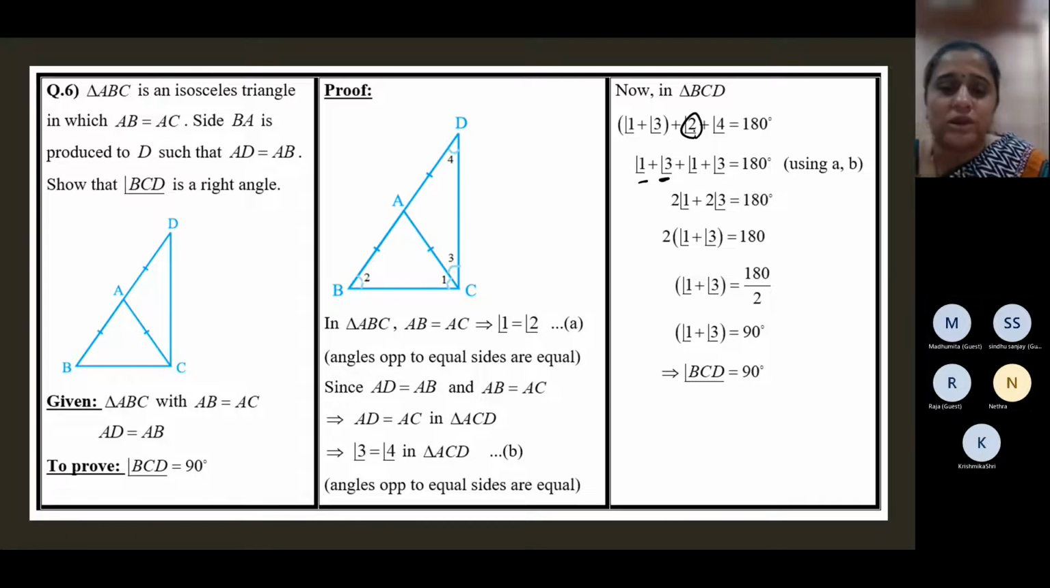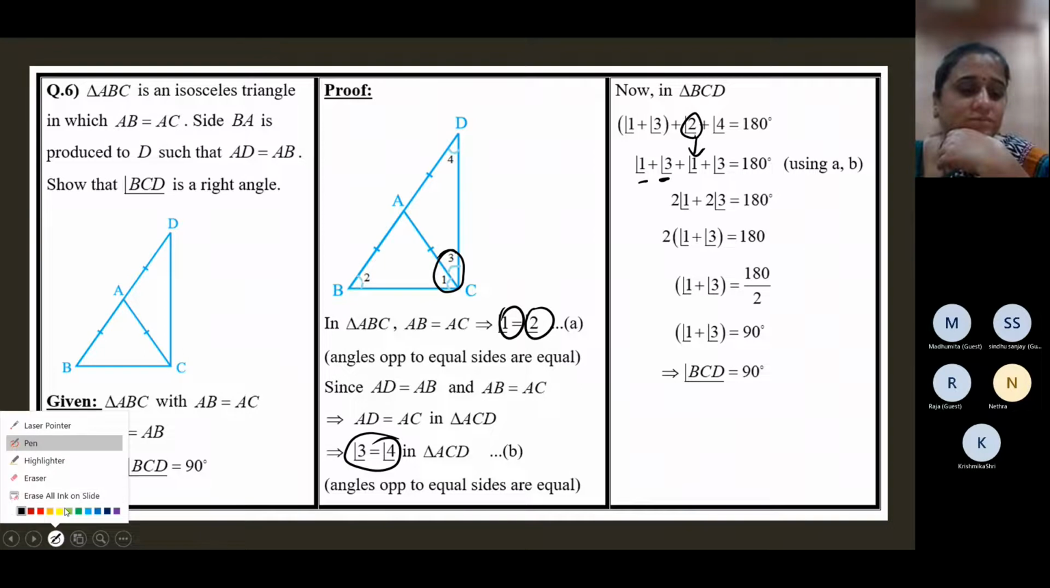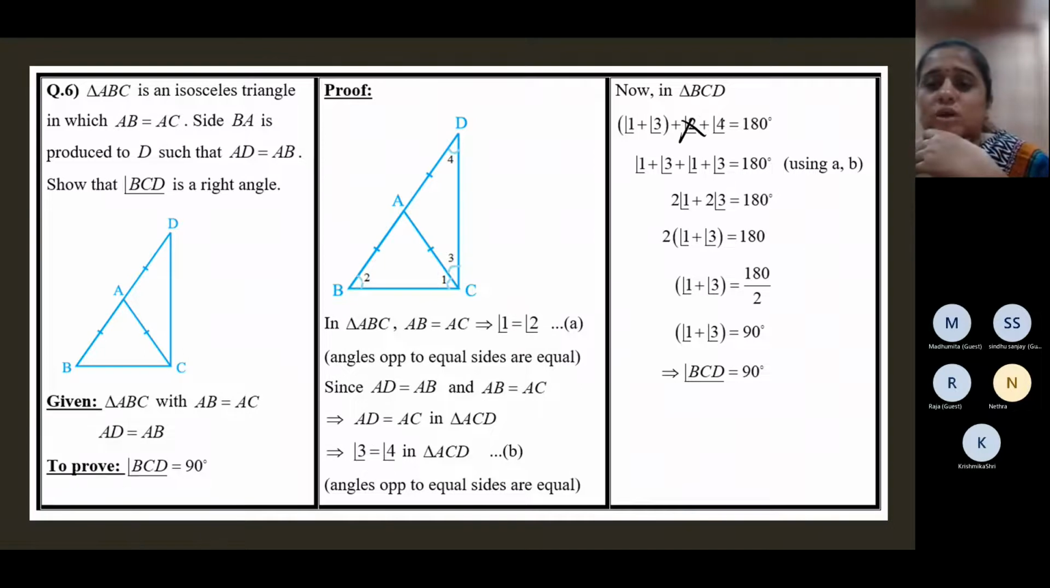Now instead of 2, see 2 is equal to 1. So instead of 2, you can use 1. And 3 is equal to 4. You want 1 and 3. You don't want 2 and 4. So what is 2? 2 is equal to 1. So 2 is replaced with 1. And 4 is equal to 3. So 4 is replaced with 3.